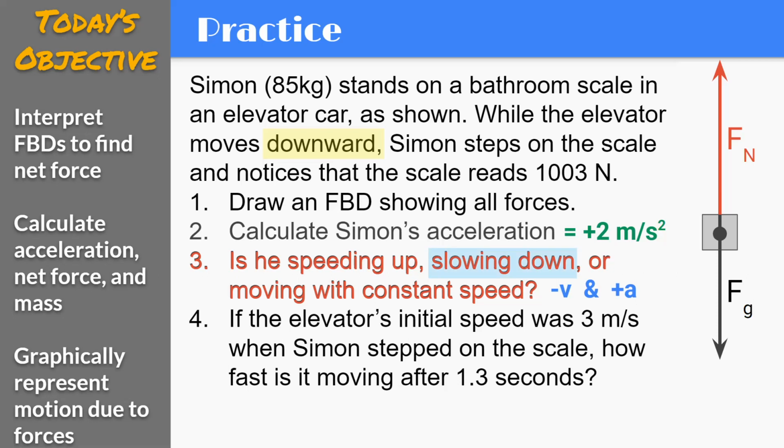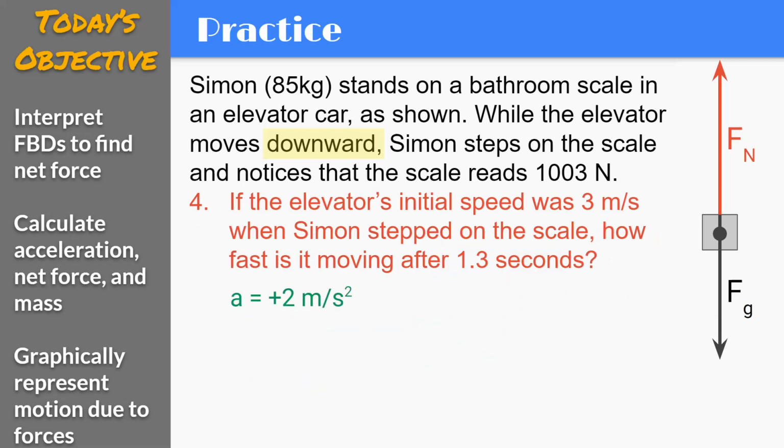All right, the last question up here. If the elevator's initial speed was 3 meters per second when Simon stepped on the scale, how fast is it moving after 1.3 seconds? We're going to answer that one now. Give me some space. I'm going to go ahead and copy my acceleration down because we're going to need it. How fast is it moving after 1.3 seconds? If I'm trying to solve for a final velocity, I need to come back to these equations over here. So let's label what we know.